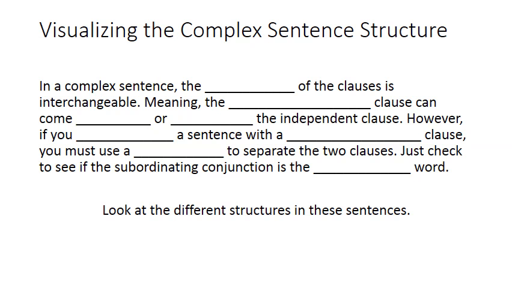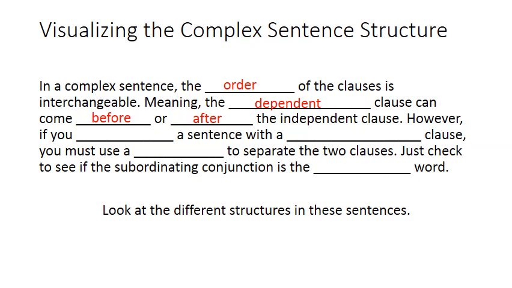Now that you understand how a complex sentence is formed with one independent clause and one or more dependent clauses, and you're able to identify the difference between dependent and independent clauses, and you recognize those subordinating conjunctions, let's put it all together and look at how the complex sentence structure is actually interchangeable. Here we go. In a complex sentence, the order of the clauses is interchangeable, meaning the dependent clause can come before or after the independent clause. So when you write a complex sentence, it really doesn't matter which clause comes first or second.